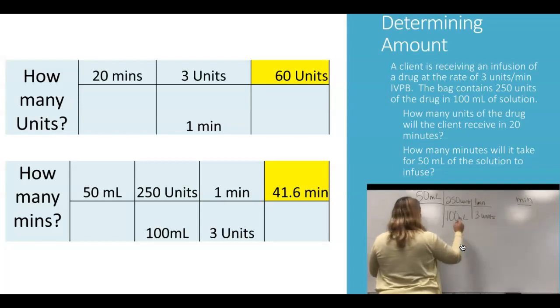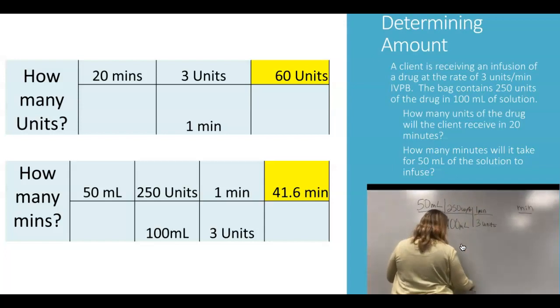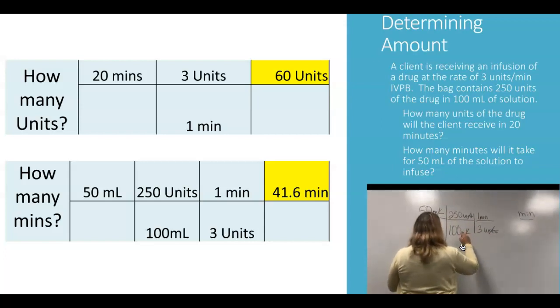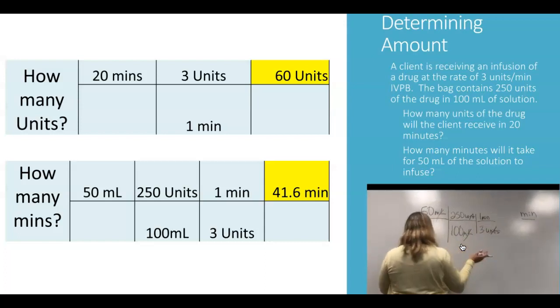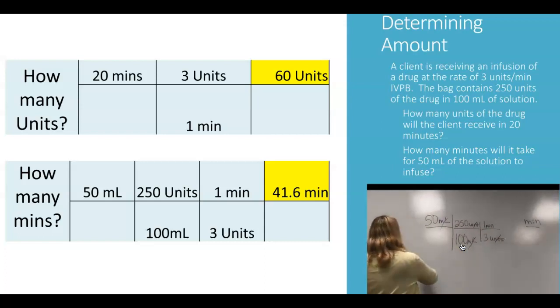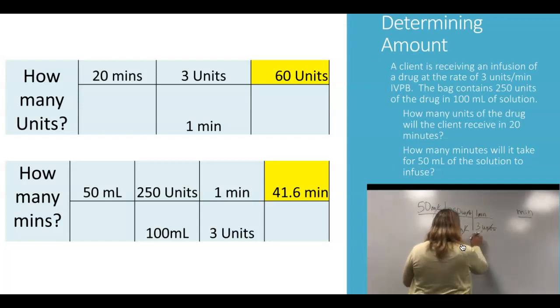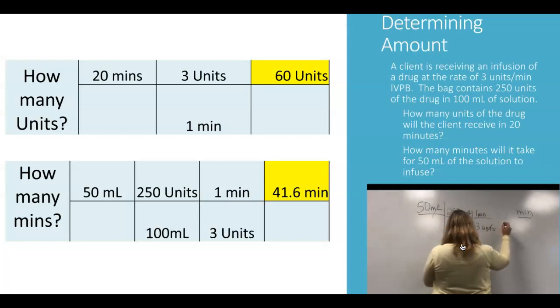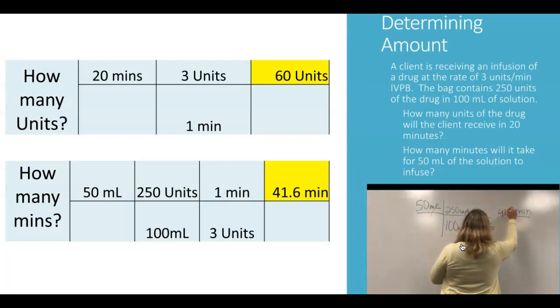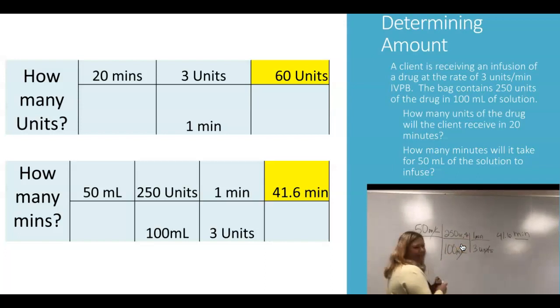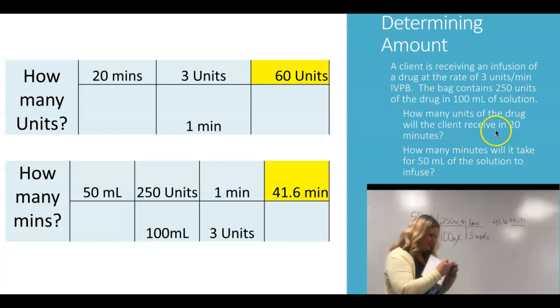And let's see where we're at. Our units cancel out, our milliliters cancel out, and we're left with minutes. So I know I've done that part correctly. So 50 times 250 times 1 divided by 100 divided by 3, and your answer is going to be 41.6. It's all in how you set it up and spell things right. Okay.